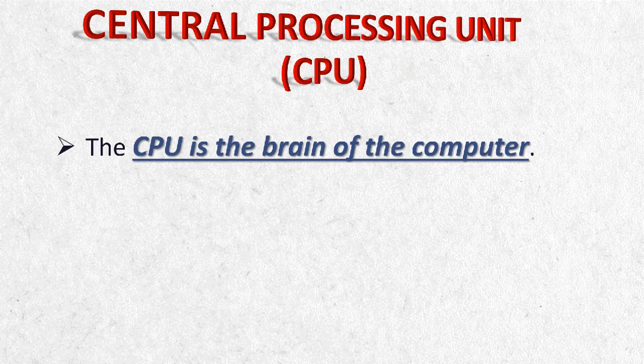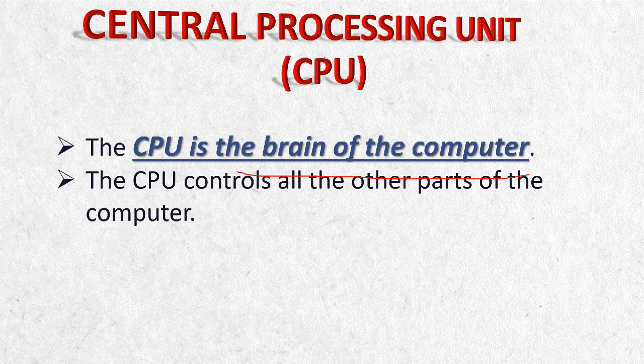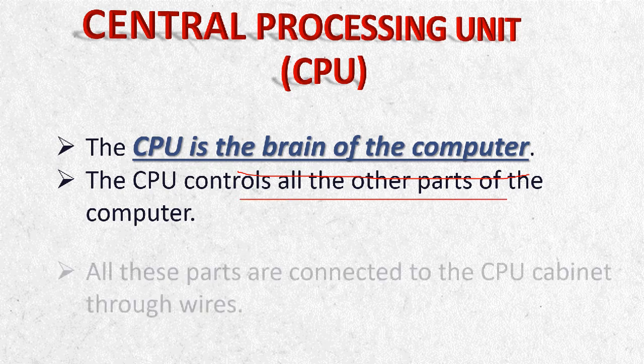See, this CPU is the brain of the computer. See, where is your brain? Inside your head? Okay, so where is the brain of a computer? It's inside the CPU cabinet. Okay, so which part is called the brain of a computer? CPU. Because the CPU controls all other parts of the computer.